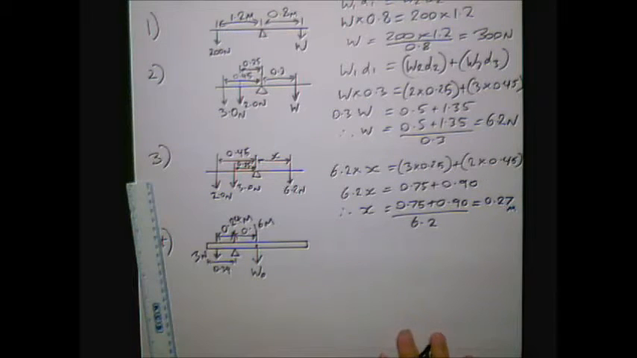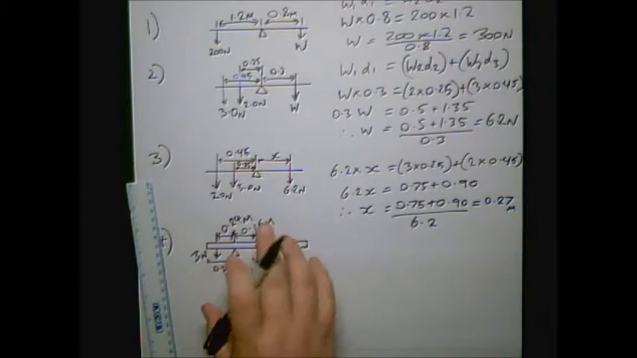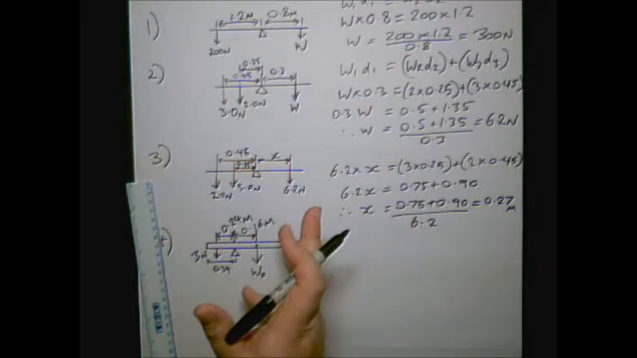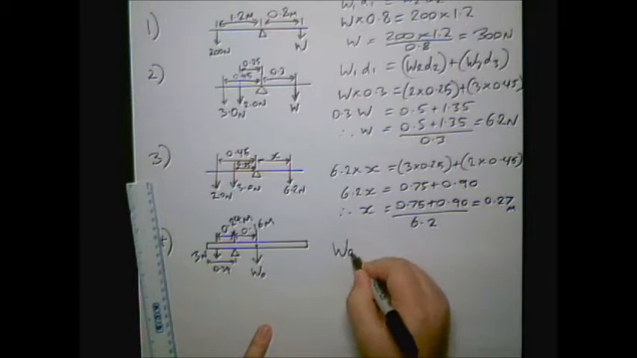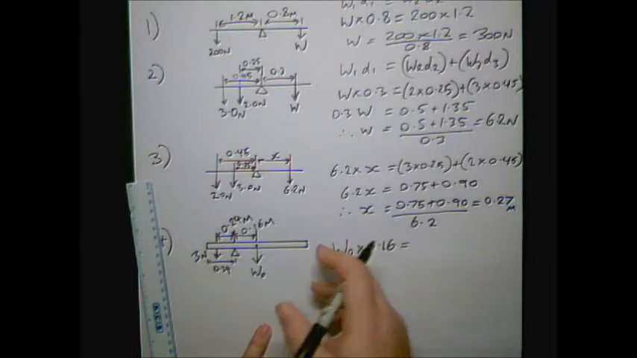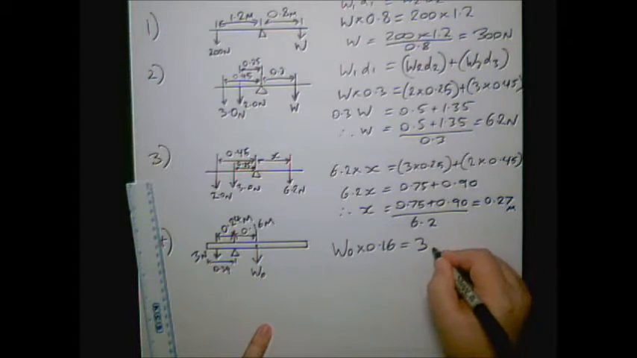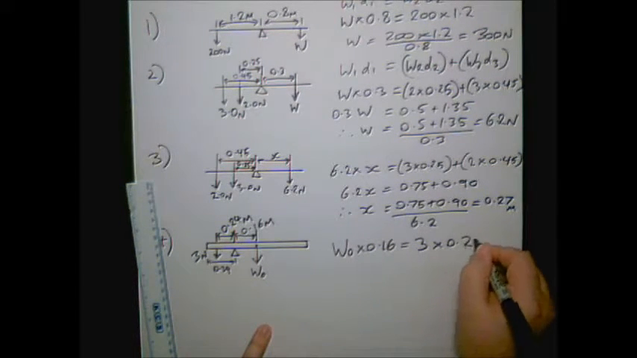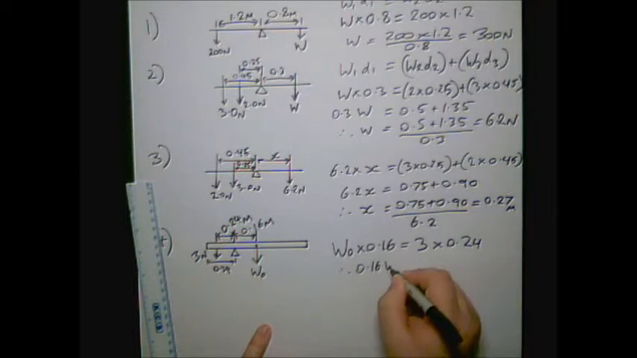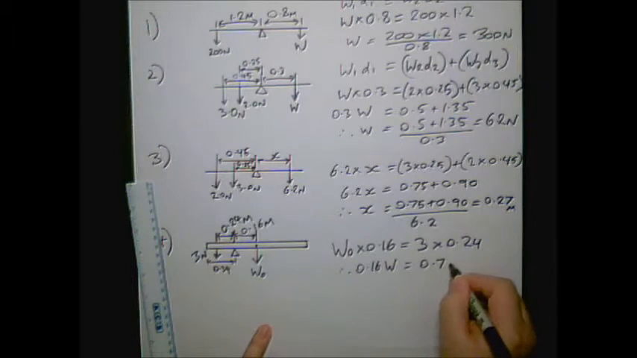And it's the same simple scenario again. We're going to do the sum of the clockwise against the sum of the anti-clockwise. So clockwise is the weight of the ruler, kind of turn it that way, which is W0 times 0.16. And that will be equal to the mass trying to turn it the other way, which will be 3 times 0.24. So therefore 0.16W is equal to 3 times 0.24, which would be 0.73.